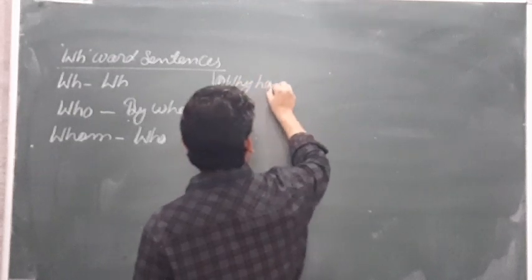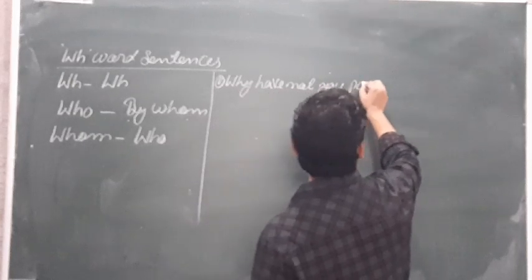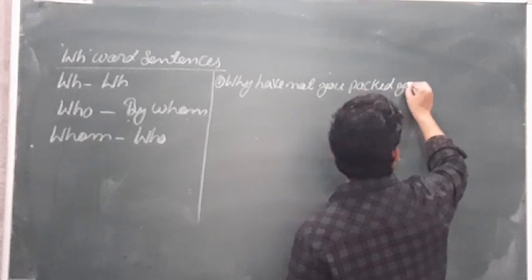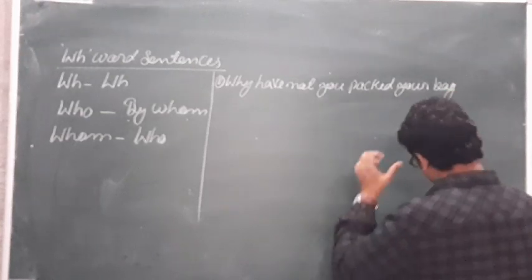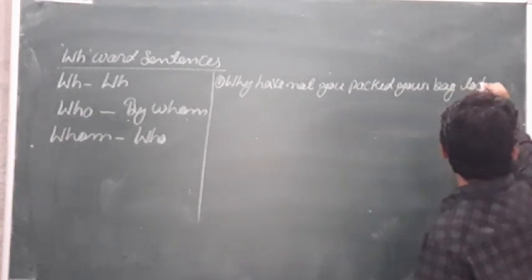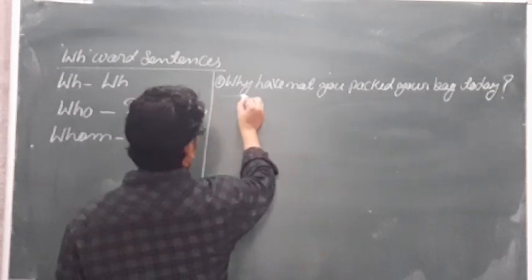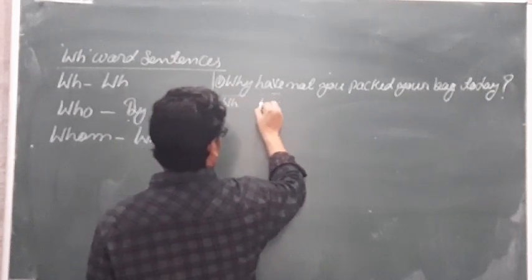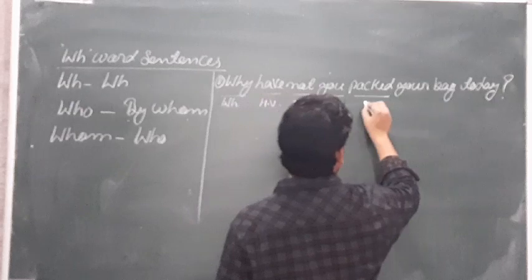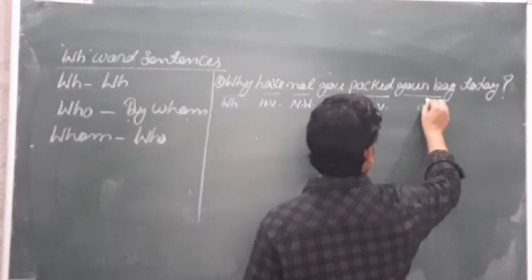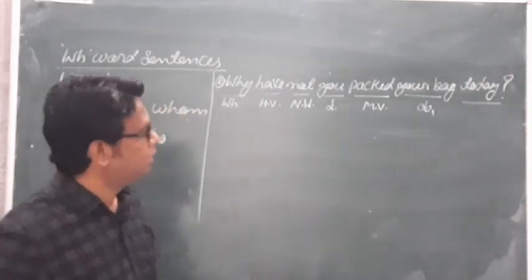Why have not you packed your bag today? So in this sentence we can see this is the WH word, this is the helping verb, this is the negative word, this is the subject, this is the main verb, this is the object 1, and this is the time indicating word. Okay, so we don't need to take the time indicating word.